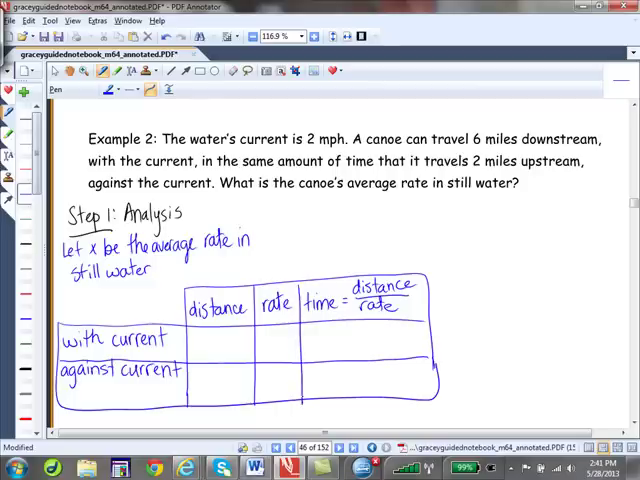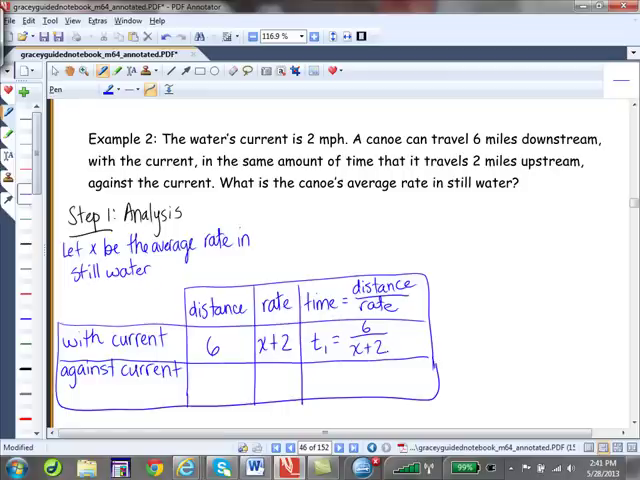There we go. So let's look at these distances. With the current, which is downstream, 6 miles. The rate is going to be the rate in still water plus the rate of the current, which was 2 miles per hour. So that first time, time 1, is going to be 6 over x plus 2.